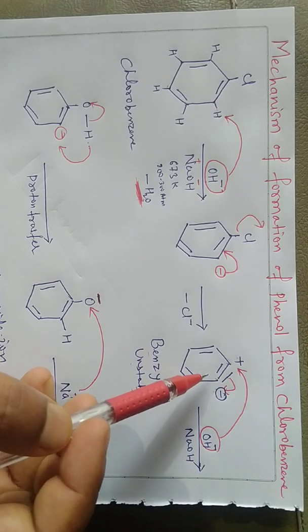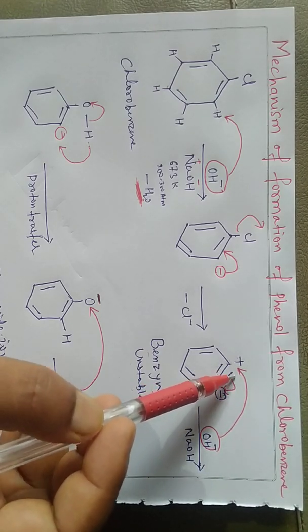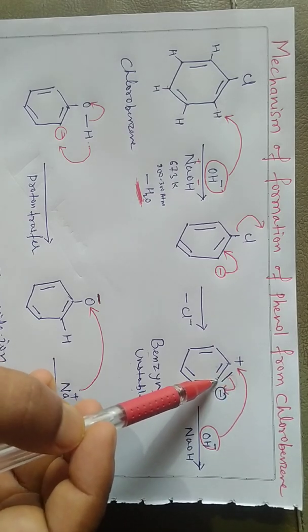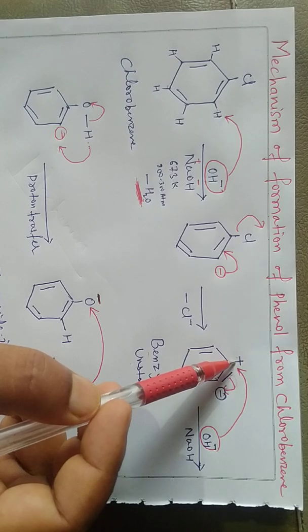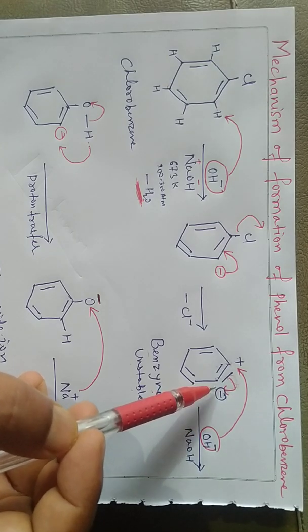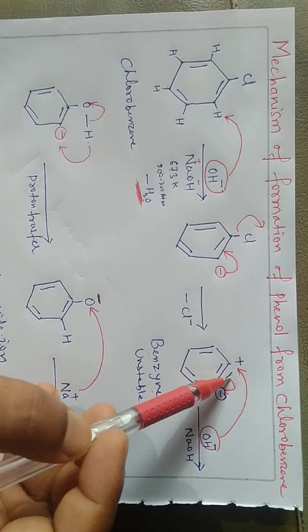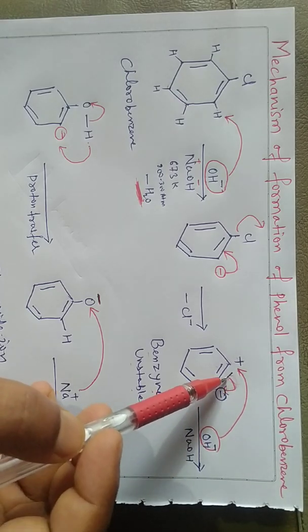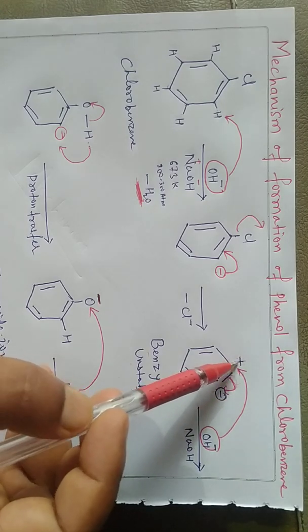Now what will happen? If this pi bond shifts to this position, then here it will be a positive charge, and if this pi bond shifts to this position, then positive charge will be developed here. Now we have shown in this diagram that this electron is shifting to this position, so positive charge is developed at this position.